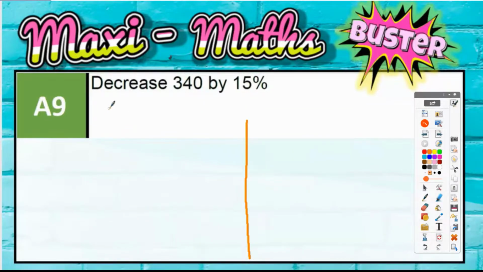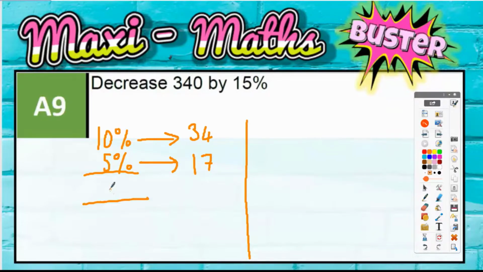So the basic way, first of all, is we can find 10%, then find 5%, then because it's a decrease, subtract it away. So 10% of 340, if you divide that by 10, is going to be 34. 5% is going to be half of whatever 10% is, so that's going to be 17. And if you add them together, you'll get your 15%. So 34 add 17, 4 add 7 is 11, put the 1 in, carry the 1, 3 plus 1 plus 1 is 5, so it's 51.